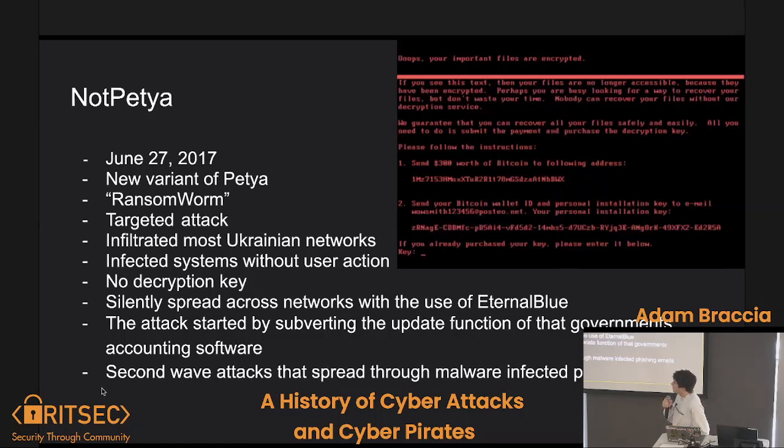And then NotPetya came out, which was the new variant of Petya, which was basically a ransom worm. So it was ransomware, but it spread throughout the computers, and it infiltrated most Ukrainian networks. It infected systems without user action, and there was no decryption key. So everyone lost their files that got infected by this. So it's important to make backups. And this one spread through, well, there were different waves from this one. One of the waves went through malware-infected phishing email. So be careful when clicking on dangerous emails.